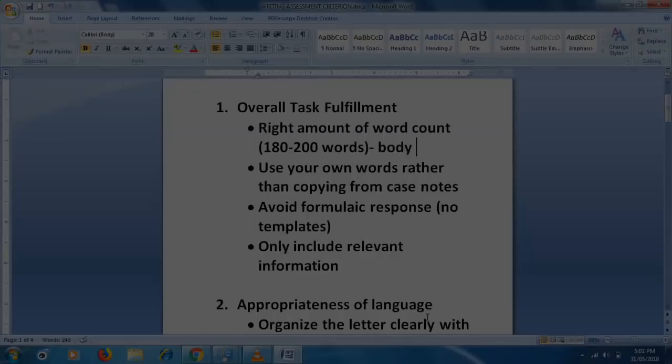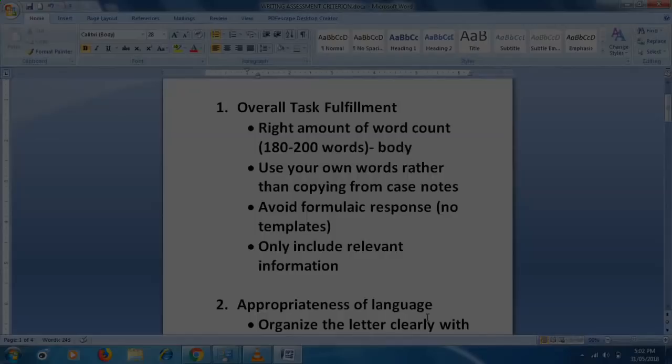So try and avoid copying words or phrases from the case notes. Use your own vocabulary wherever possible. Obviously, you will not be able to find synonyms for medical conditions or medical terminology, so you can use that as it is, but other than that, try to paraphrase the information.